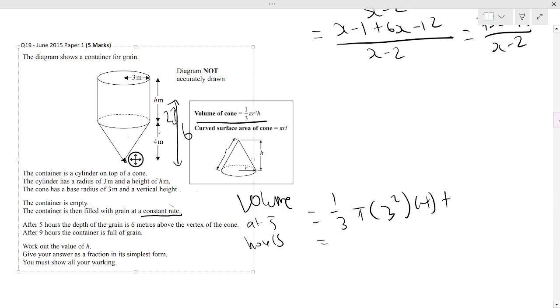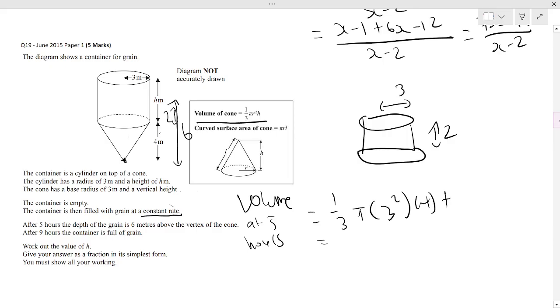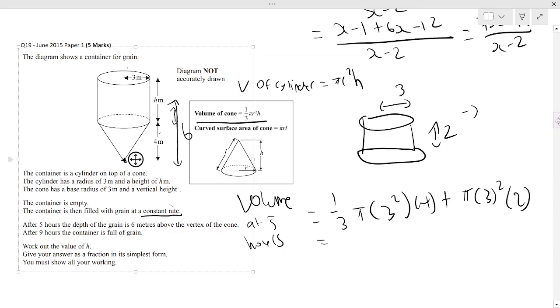So then we also have the volume of a cylinder when the height is 2, and the radius will be 3. We've got this bit added on. The volume of a general cylinder, remember, is pi r squared h. So that's going to be pi r squared, now the radius of the cylinder will be 3, so 3 squared times h. Now h this time, remember, is 2, because it's gone up 6 meters in total. So the cone will be 4, and then we have another 2. Just to reiterate, the total volume filled after 5 hours would be 30 pi.